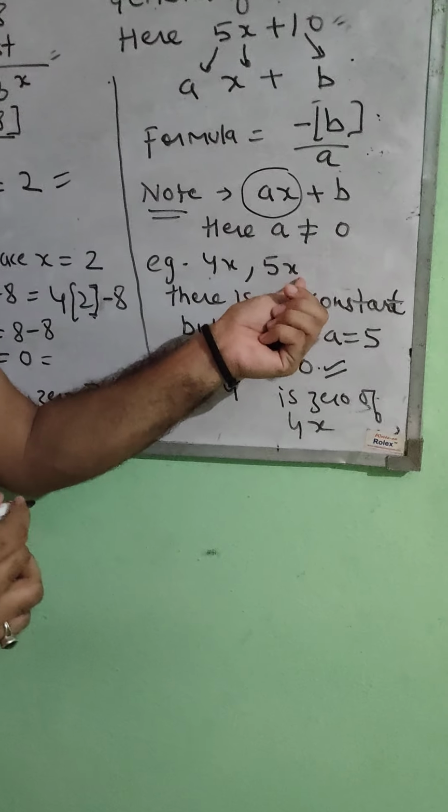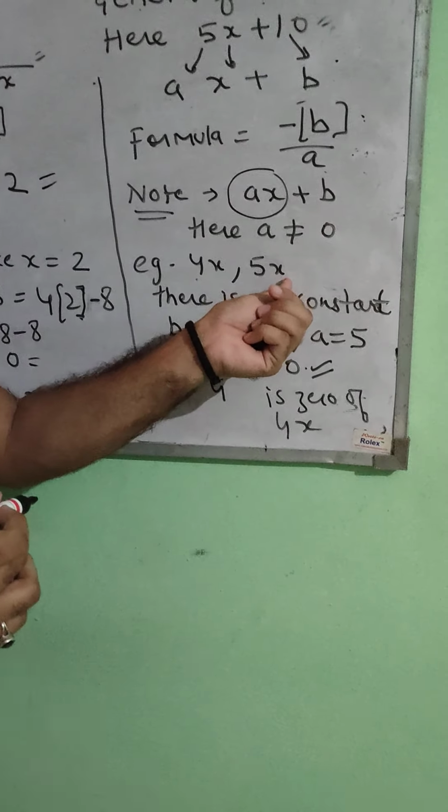See one more example, 5x. If in this example I rub out this 10, then it will become 5x. So again it is a linear polynomial because its degree is 1, and here the numerical or constant part is 0.